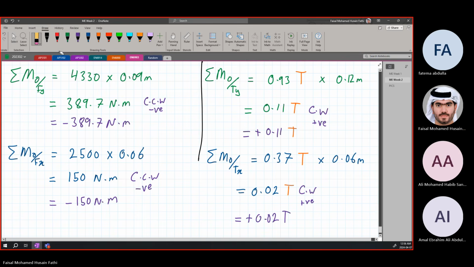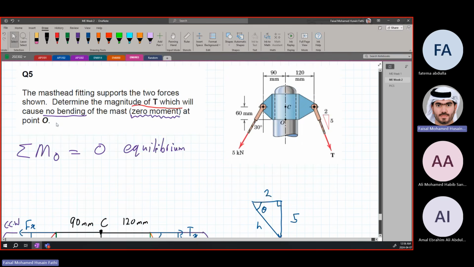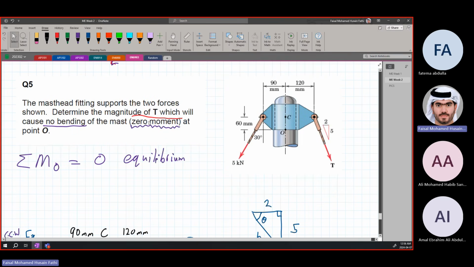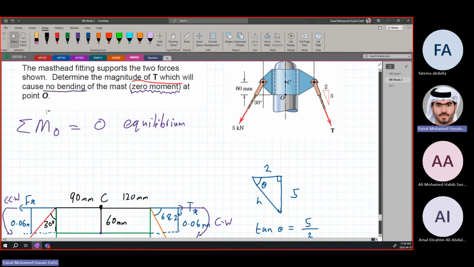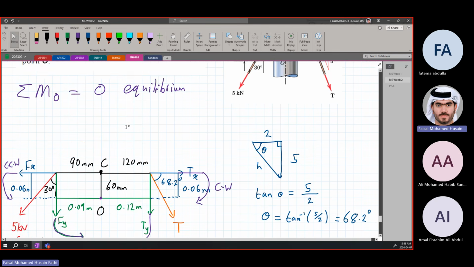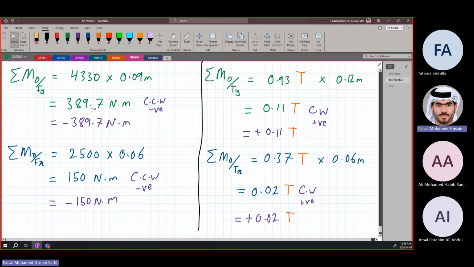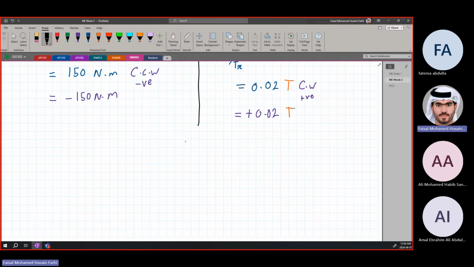All right. Now we got all the equations, everything. Now we need to solve the actual question. Remember, the question from the beginning said determine the magnitude where there will be no bending and zero moment. That means we're trying to find equilibrium, and so when sigma moment is zero, when we add all of these, they have to be equal to zero.